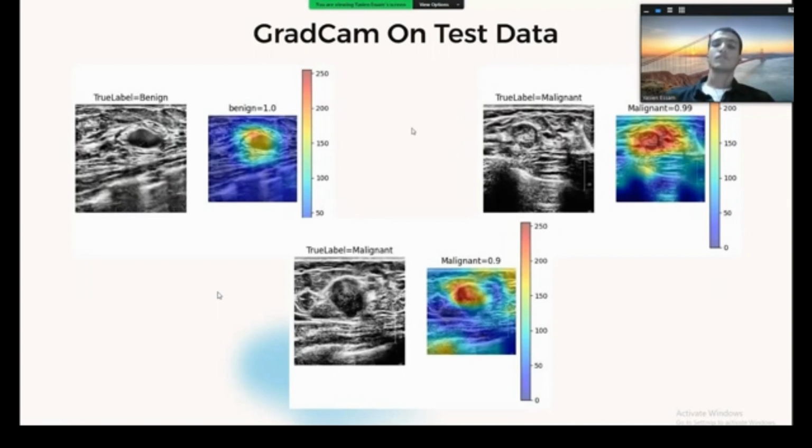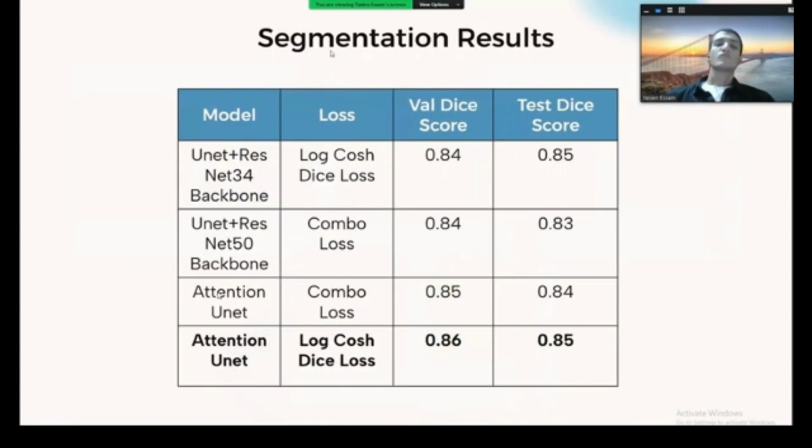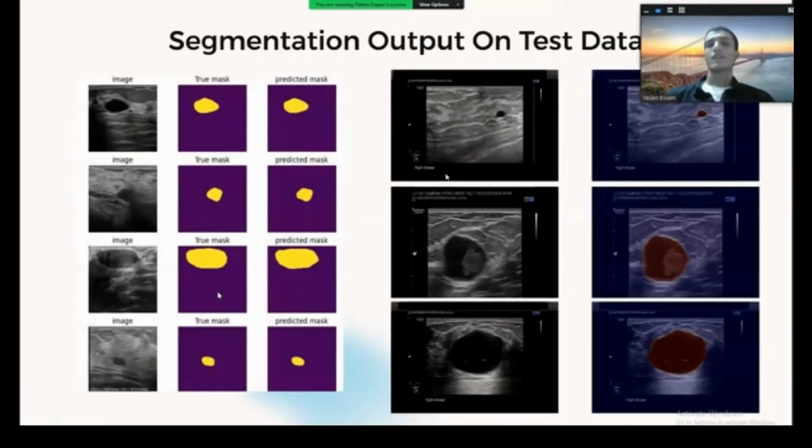For the segmentation results, we use the UNet with different backbones, and we use attention UNet with different loss functions. And here we can see that attention UNet and the log-cosine dice loss have the highest results for the segmentation.